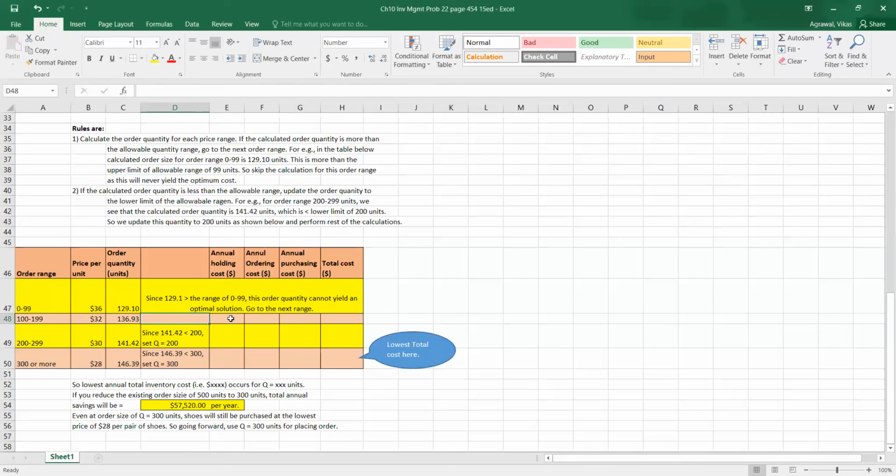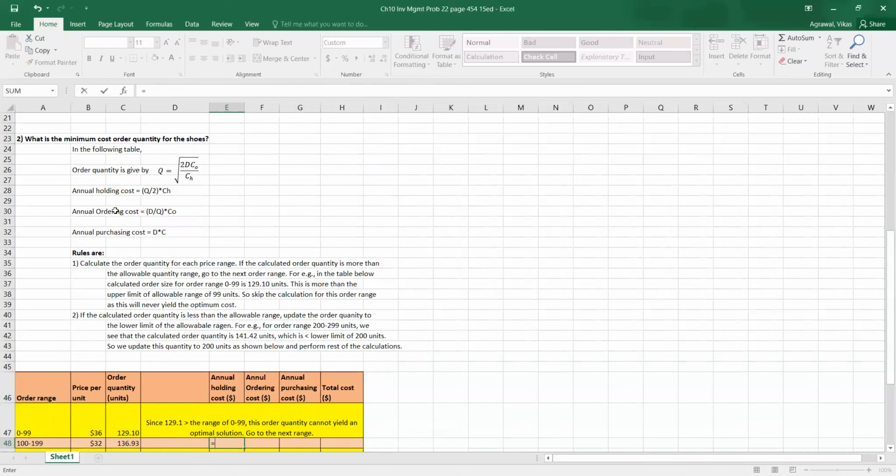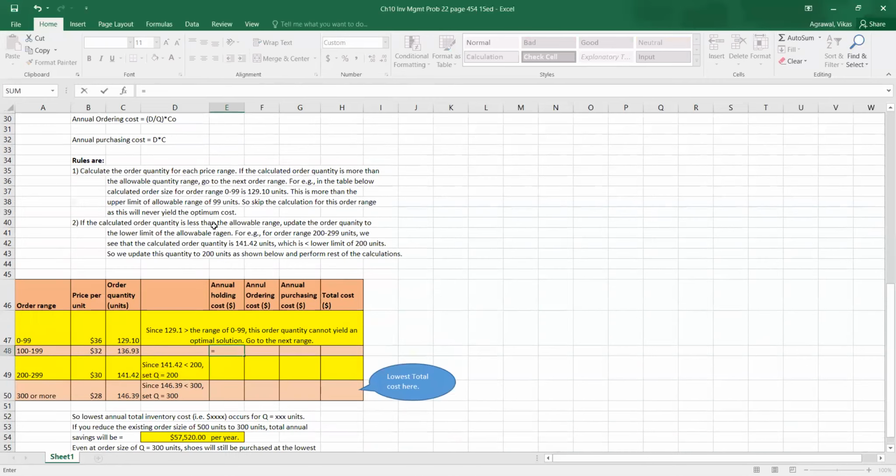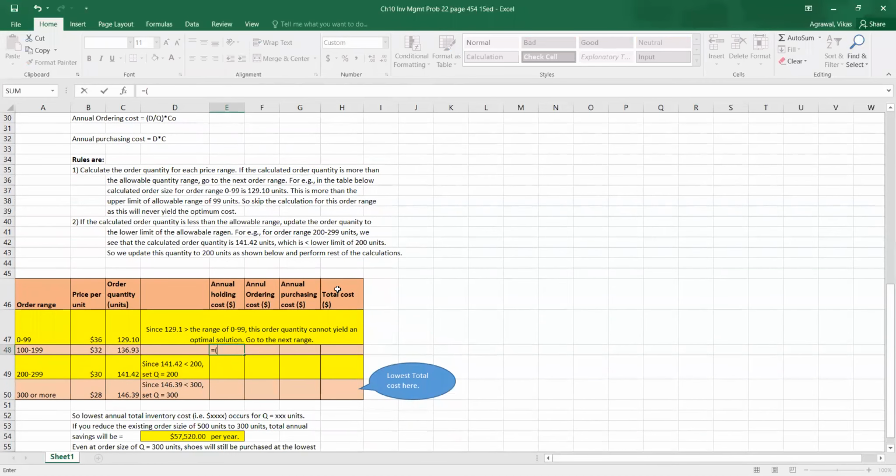So here I need to find the annual holding cost, which is given by this formula, Q over 2 times carrying cost. So it's gonna be Q, which is this one.